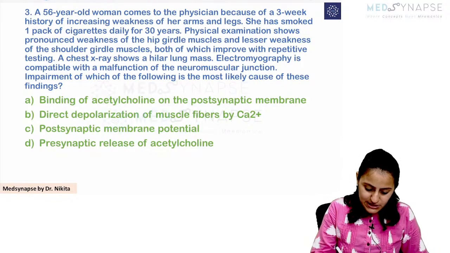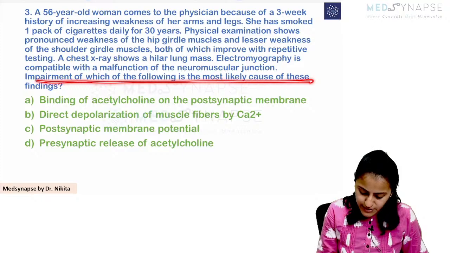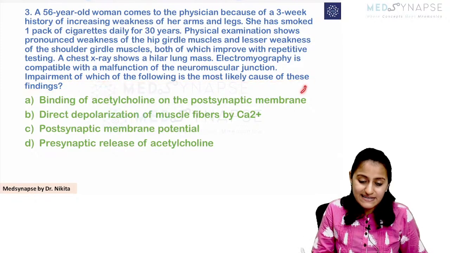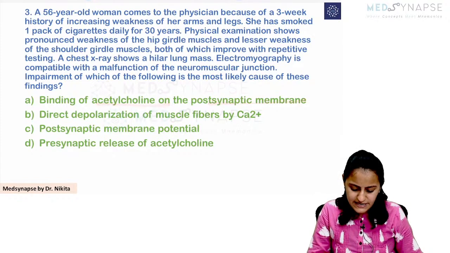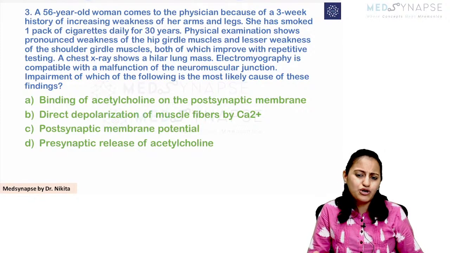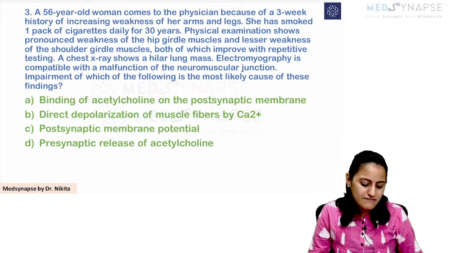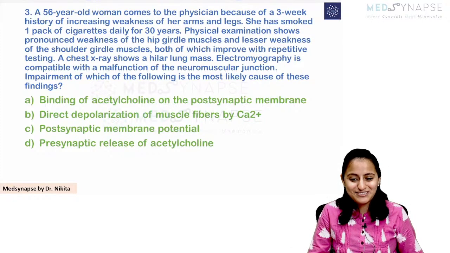Again a lengthy question. Let's have a look at this one. Impairment of which of the following is the most likely cause of these findings? We are looking at the options. We know it is something related to acetylcholine on postsynaptic membrane. Then you have presynaptic. So something related to your neuromuscular junction, myasthenia gravis, Lambert-Eaton syndrome. So what do you think will be the answer here?